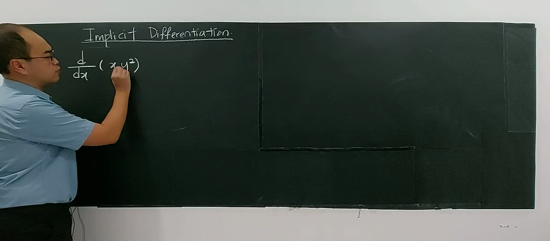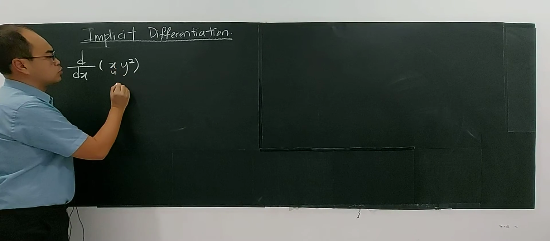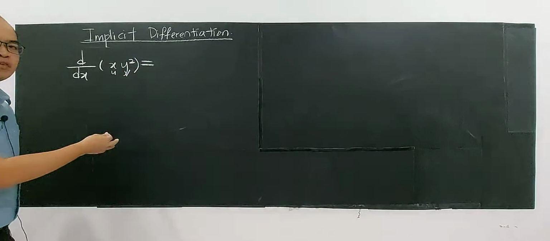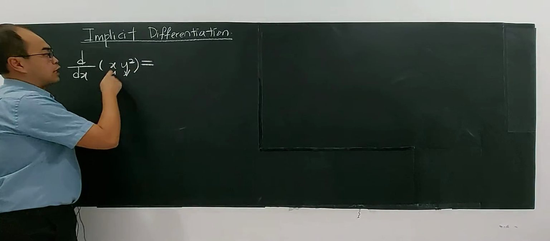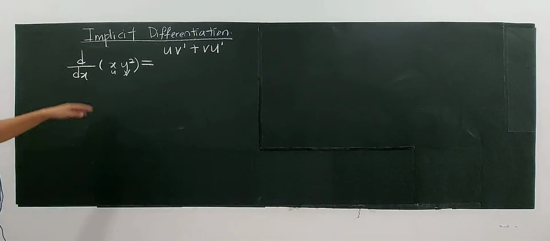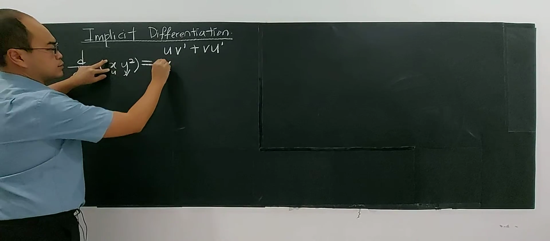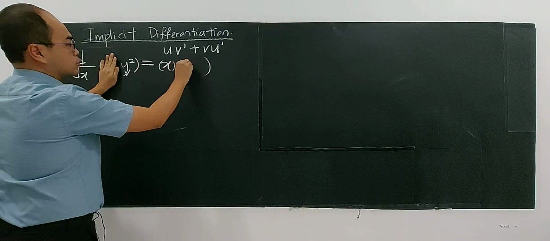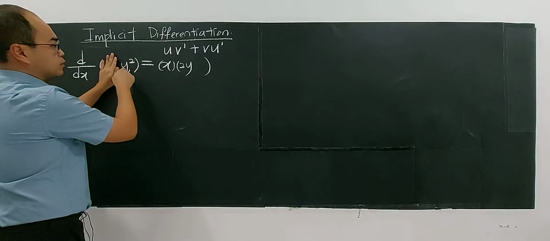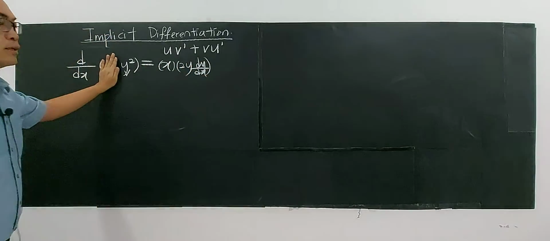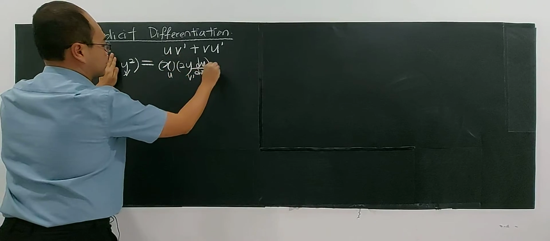It's still a function, so I let x be u and y squared be v, and I apply the product rule. You are very familiar with the product rule, so I'm not going to write out u and v. As you remember, the product rule is u v prime plus v u prime. You copy back the x. v prime means differentiating y squared, which gives 2y, but because we are differentiating y with respect to x, we need dy/dx.